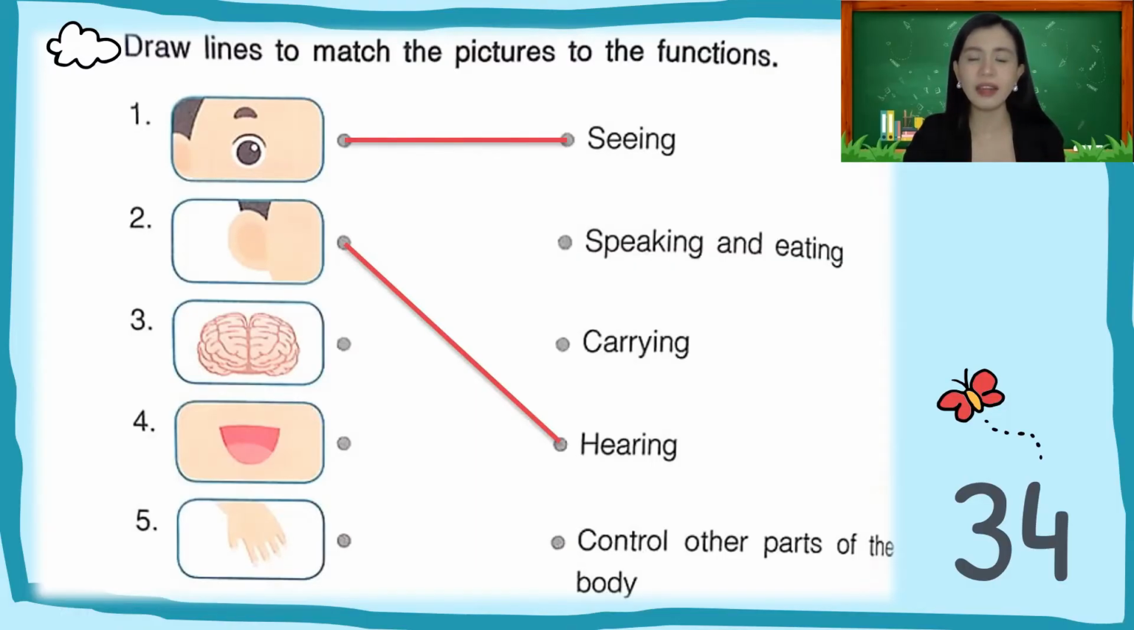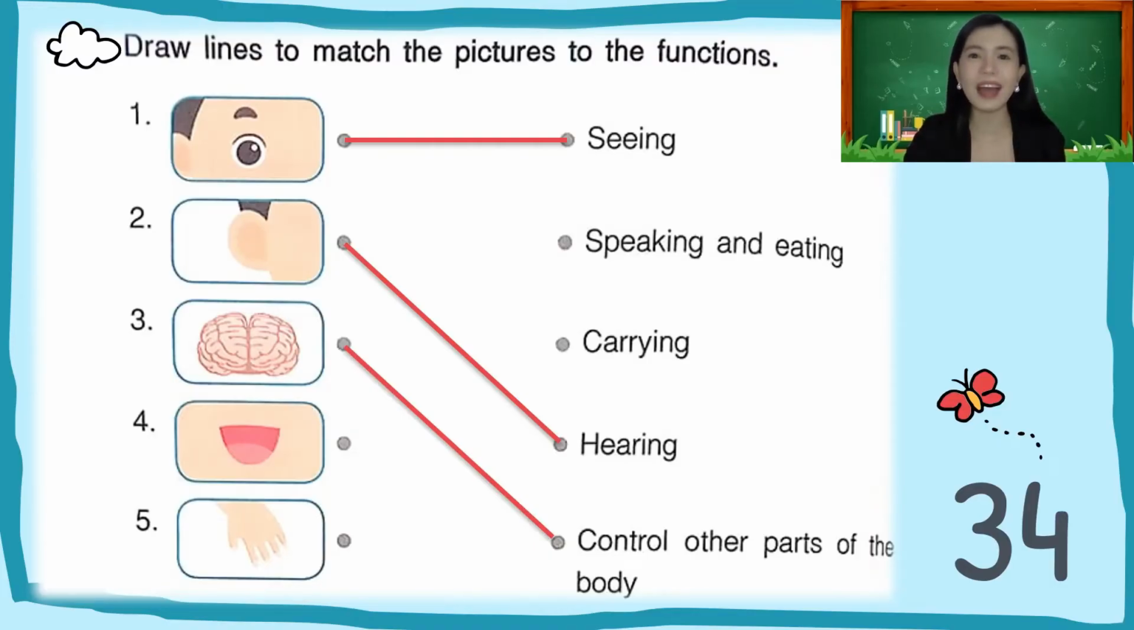Next, number 3. How do you call it again? It's called brain. Now, the brain controls other parts of the body. Did you get it right? Good job.